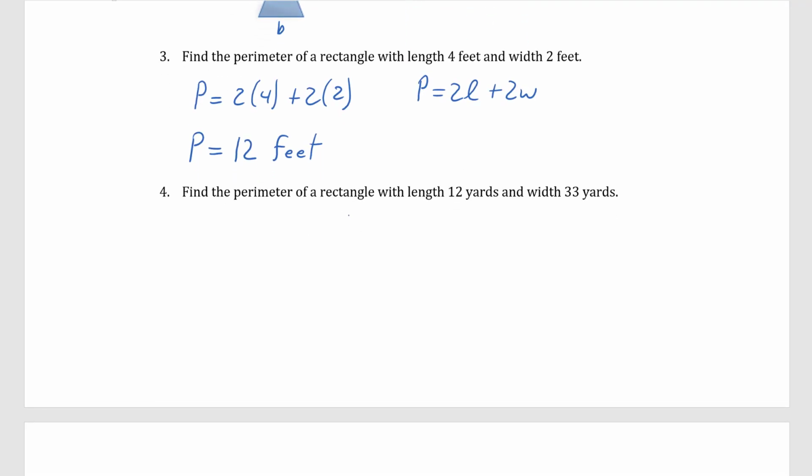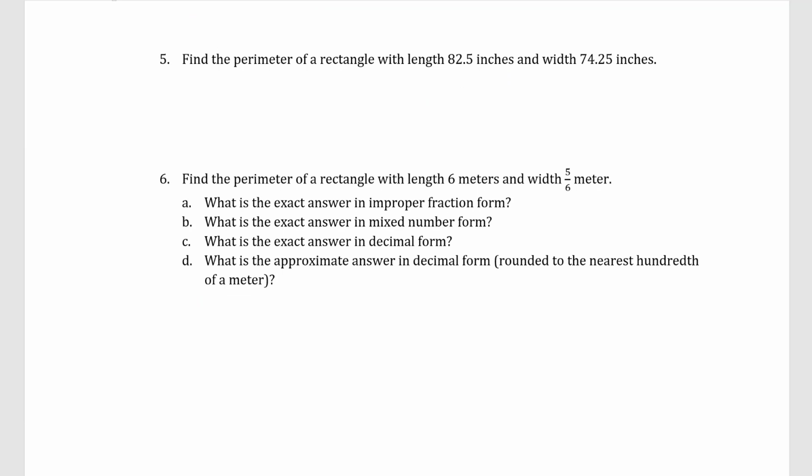Number 4, find the perimeter of a rectangle with length 12 yards and width 33 yards. Well, we're going to have P is equal to 2 times 12 plus 2 times 33, and that's going to give me 90 yards. Notice that the units changed. All right, so be careful about that. 2 times 12 is 24, 2 times 33 is 66. We add those together, we get a total of 90 yards.